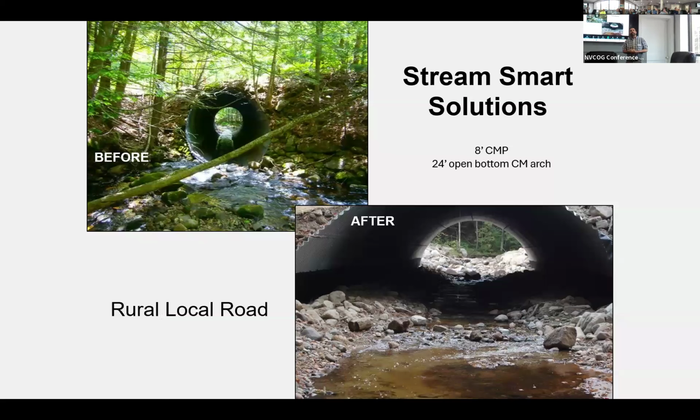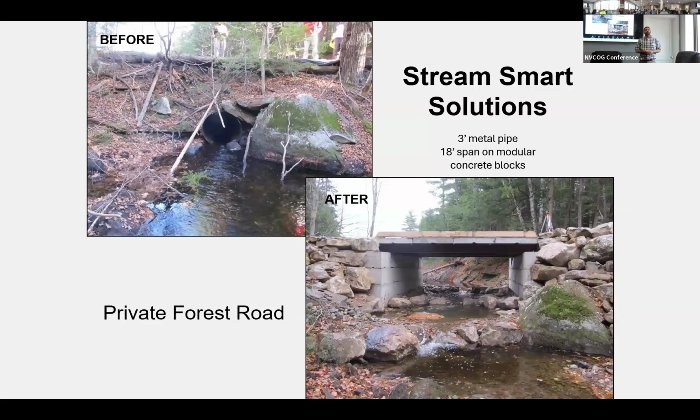Next slide. In a rural local road solution, an 8-inch corrugated metal pipe was replaced with a 24-foot open bottom corrugated metal arch. So that's corrugated metal on the top, but it's resting on concrete stem walls that go below. Next slide. And then this example is from a private forest road.